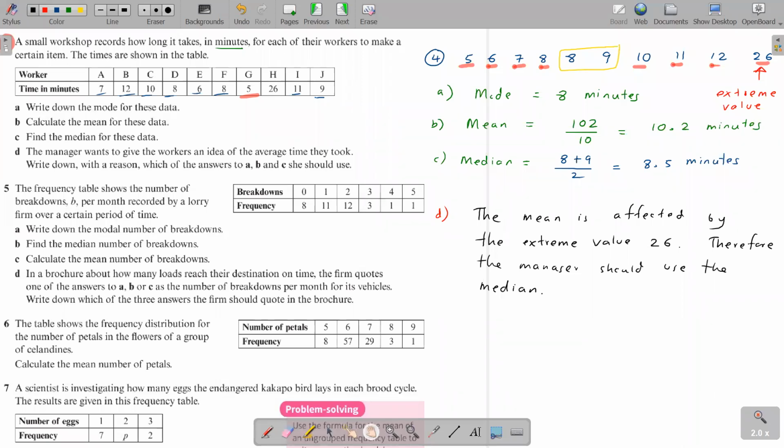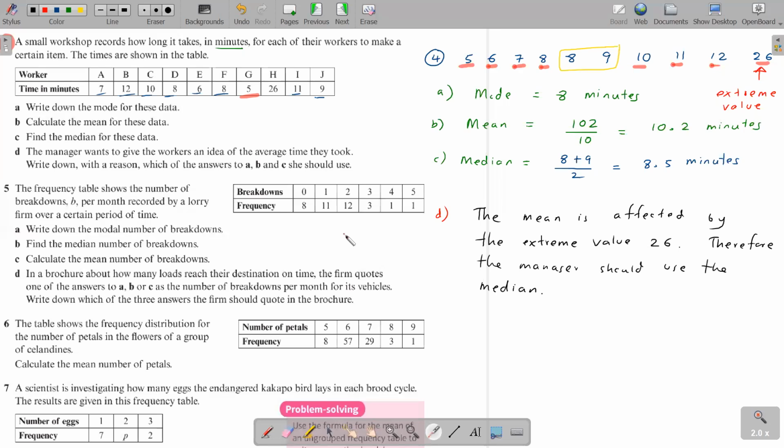Okay, so let's move to question number 5. The frequency table shows the number of breakdowns B per month recorded by a lorry firm over a certain period of time. So what are we recording here? This is a lorry firm, and they record the number of breakdowns per month. Write down the mode, the median, and the mean number of breakdowns.